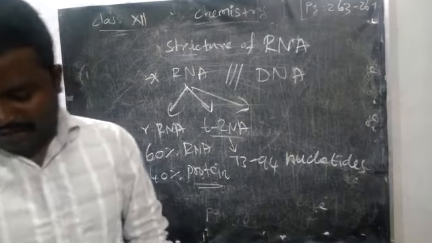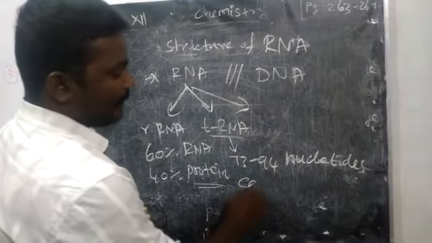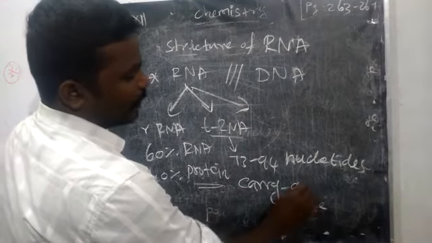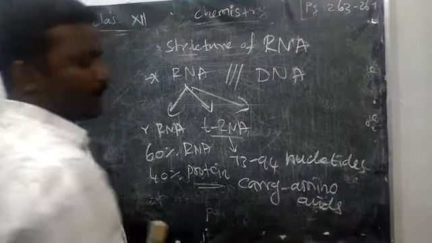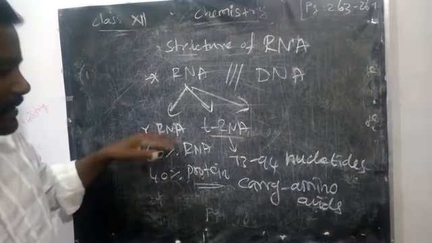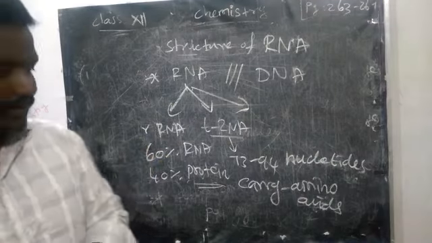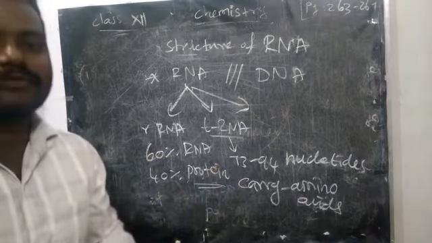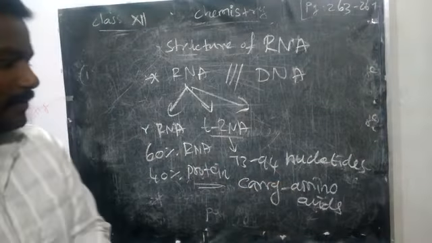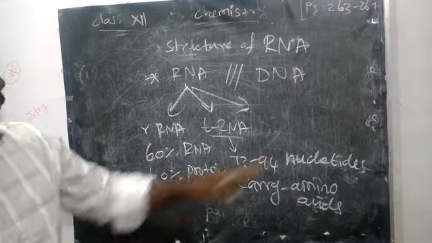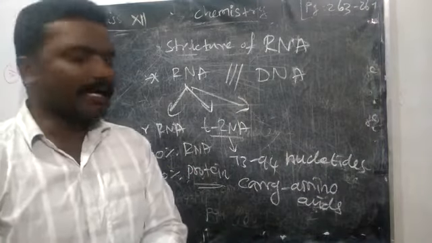What is the function of this tRNA? It carries the amino acid. It carries the amino acid for the synthesis of proteins. See, in the synthesis of protein, we have the RNA only 60%, right? tRNA helps in the synthesis of protein, which carries the amino acid, right? So, how many nucleotides are present in the tRNA? 73 to 94.